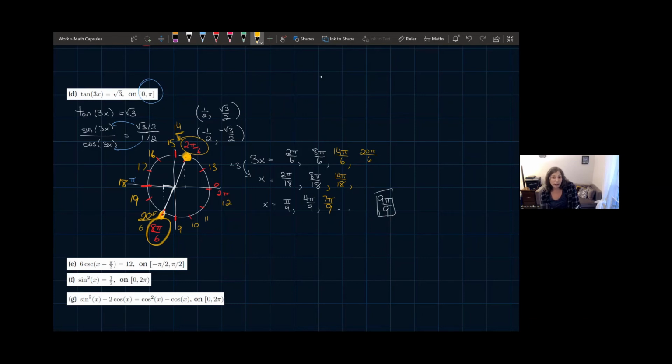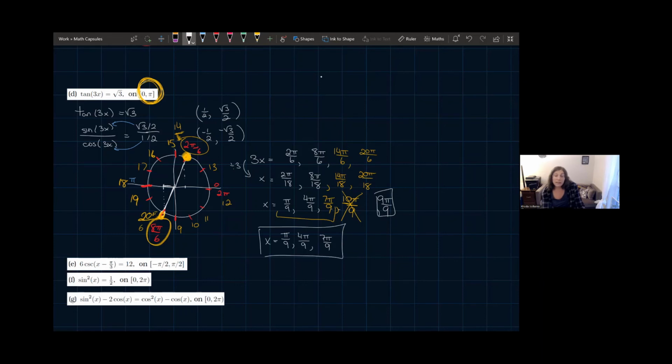That would be for 3x, so divide by 3. That's 20 pi on 18. And if I reduce, I get 10 pi on 9. Okay, but that's not in my interval, because the question is only asking for answers between 0 and pi. 10 pi on 9 is bigger than pi, so we stop here. So there are 3 good solutions in my interval: pi over 9, 4 pi over 9, and 7 pi over 9.